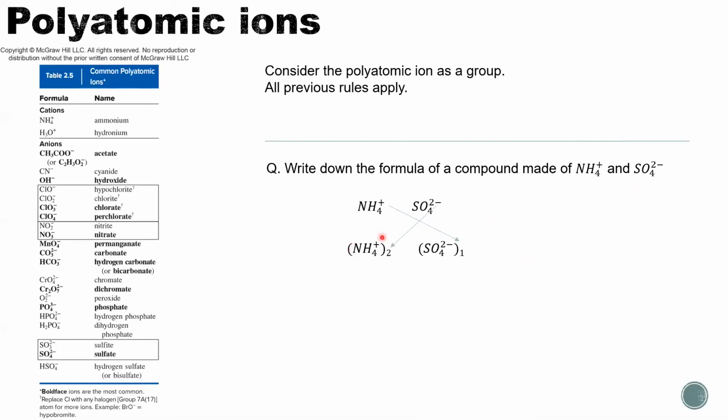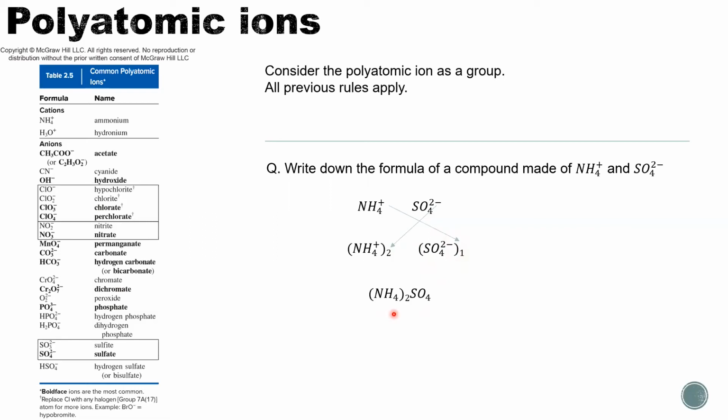Because we're treating the ammonium as a group, we put everything inside of parentheses. Now we can erase all the charges, and in the subscript we can erase 1. So this is the final answer, because after we erase 1, we can also take out the parentheses of sulfate. So this is the formula involving polyatomic ions.